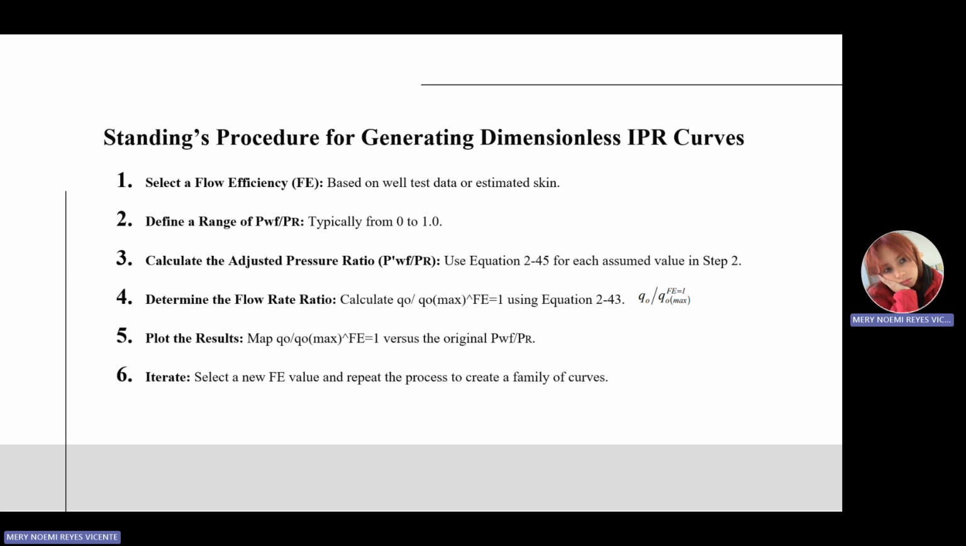How do we actually build these curves? The process follows five logical steps. First, we select a flow efficiency based on our well test. Second, we define a range for our pressure ratio from 0 to 1. Third, we calculate the adjusted ideal pressure for every point. Fourth, we determine the flow rate ratio using the modified Vogel equation. And finally, we plot the results to see how the well's performance shifts according to its condition.